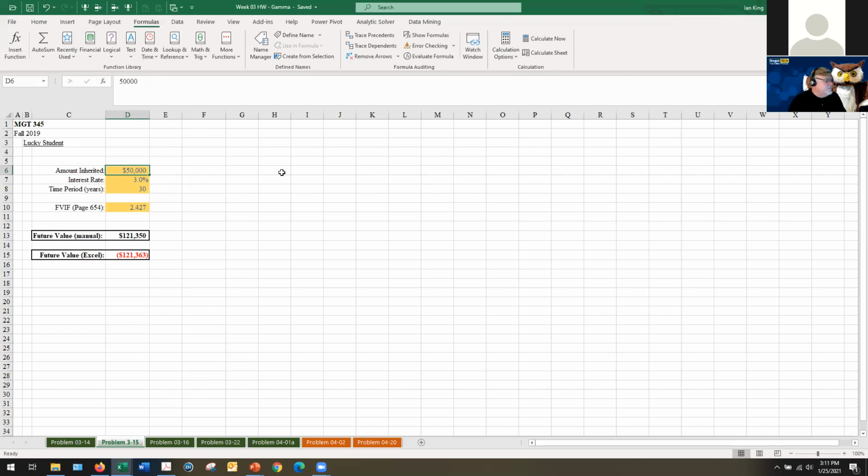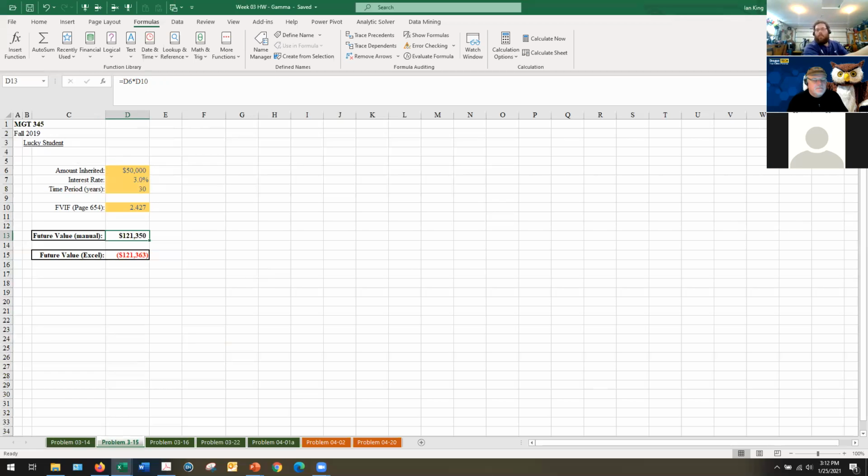Again, you can do it 2 different ways. You can go to page 654 and look up the future value interest factor. FVIF is what we used to call it. They had the P/F and that type of stuff. In my days, it was future value interest factor, which is 2.427. So you have your current amount multiplied by 2.427 to come up with 121,350.